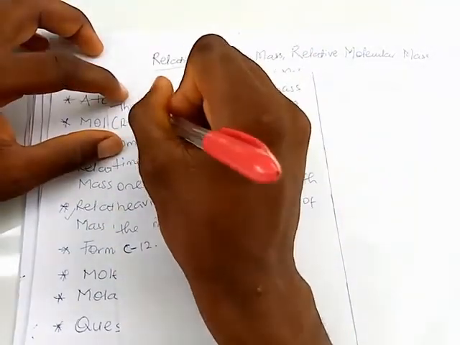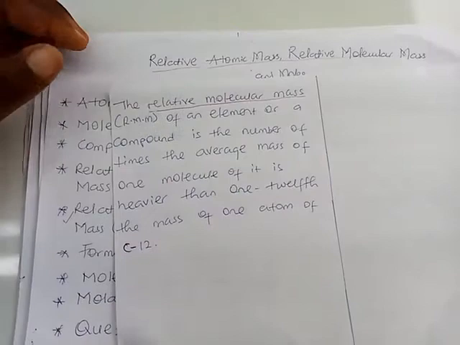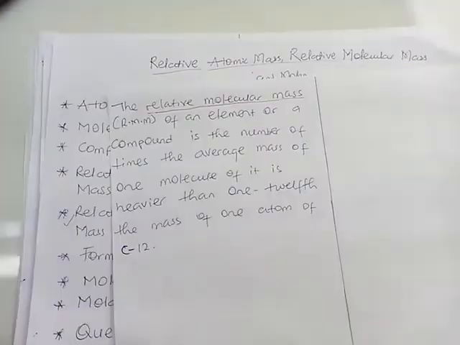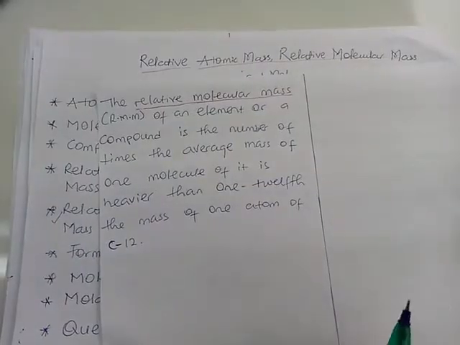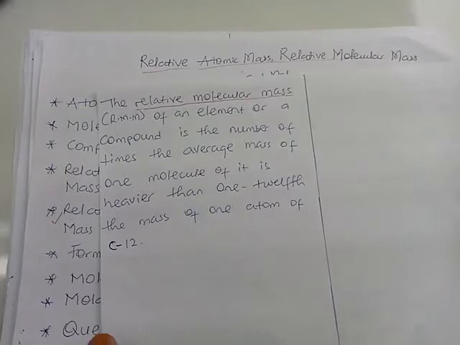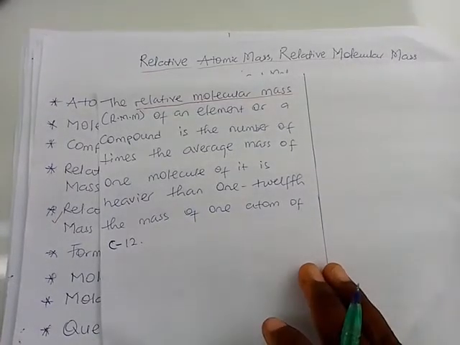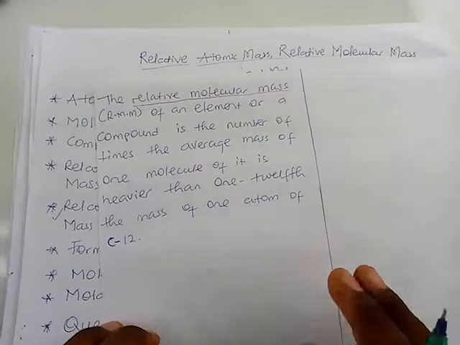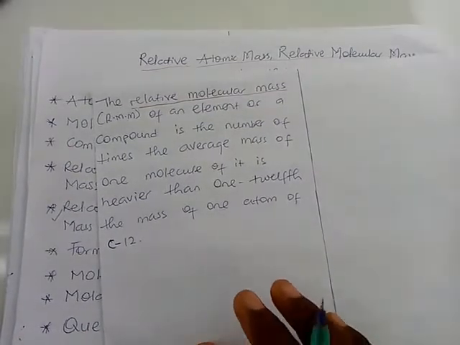So this is the definition of the relative molecular mass. As you can see here, I gave a representation of it, that's RMM. So just as we said in relative atomic mass, the relative molecular mass has no unit because we are comparing two masses. Because of that, there is no unit. It is without a unit.